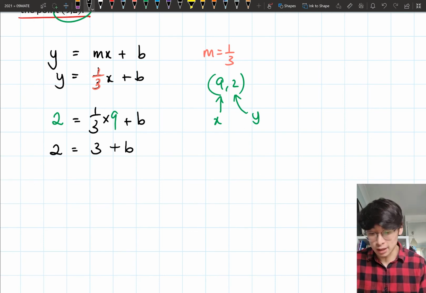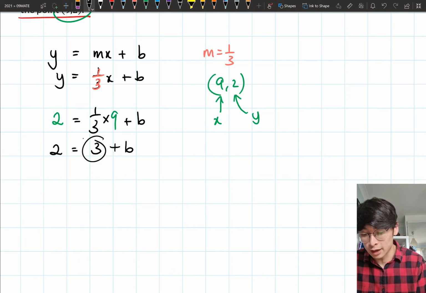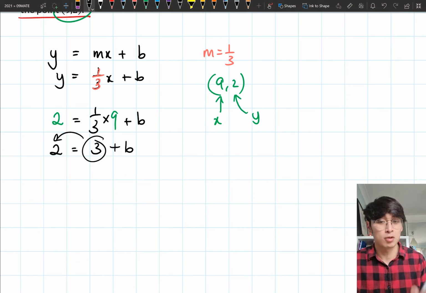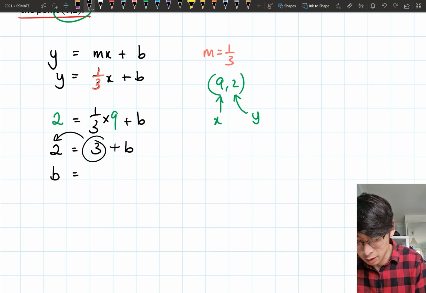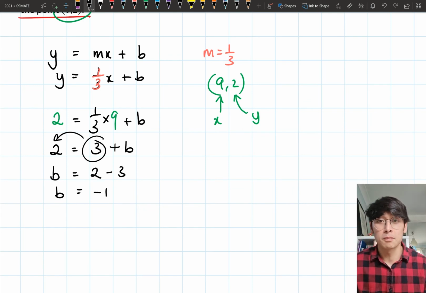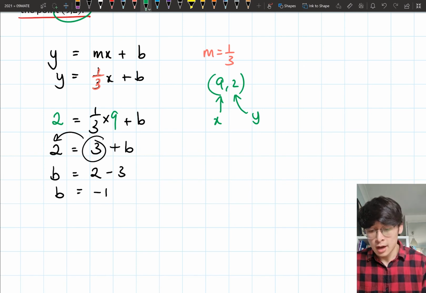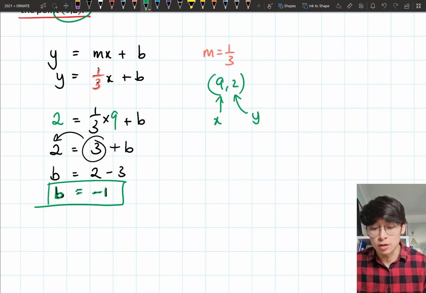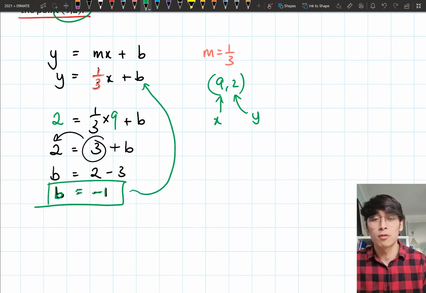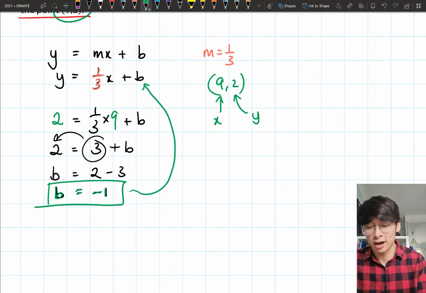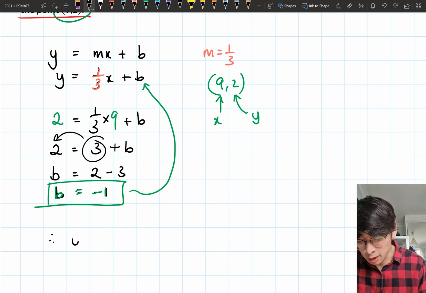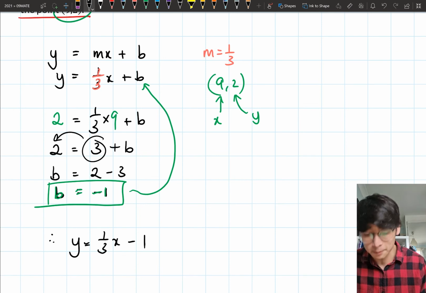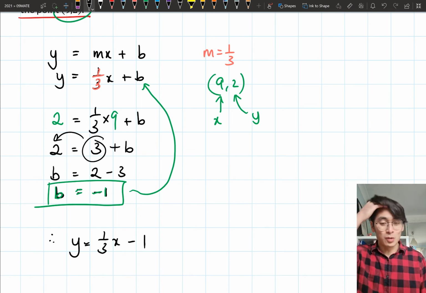Now I want to have b by itself, so I need to move this 3 over to the other side. And if I move it to the other side, I'm subtracting. So here b is going to be equal to 2 minus 3, which will just give me b is equal to -1. Okay, now that I've got a value for b is equal to -1, all I need to do is substitute it back into my original equation that I had up here with my gradient. So therefore, my equation of my line is going to be 1/3x minus 1. So that's how we find the equation of the line.